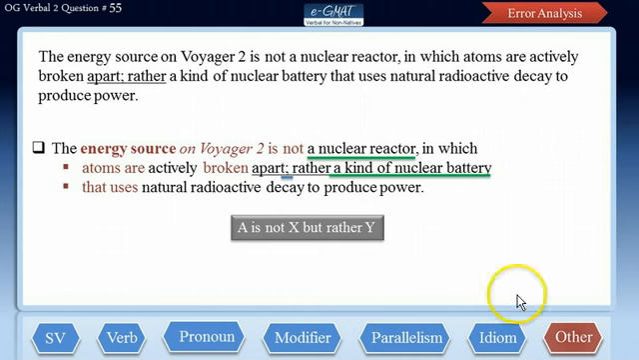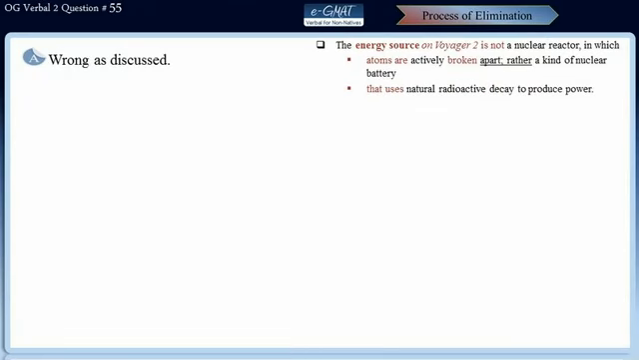Well, let's run the POE to find out how this error has been rectified in this sentence. Choice A is not correct as we discussed just now. Choice B is the correct answer. The semicolon has been removed and we have but before rather, so the sentence structure is now X, A is not X, rather Y. So this is correct.